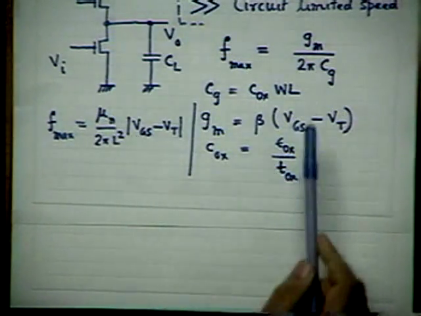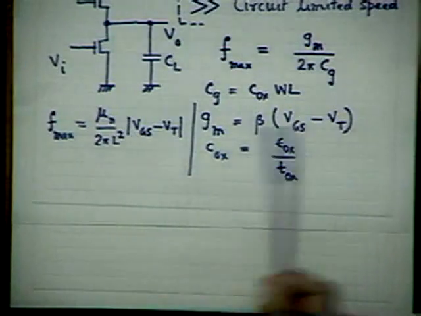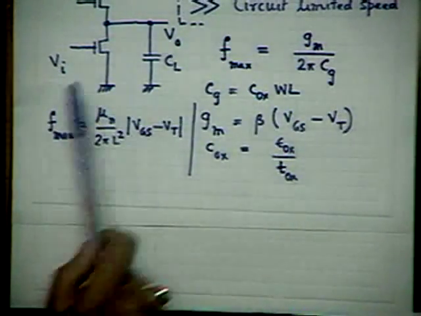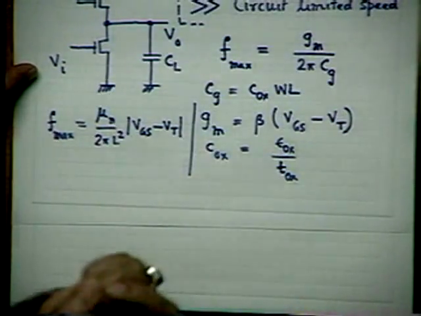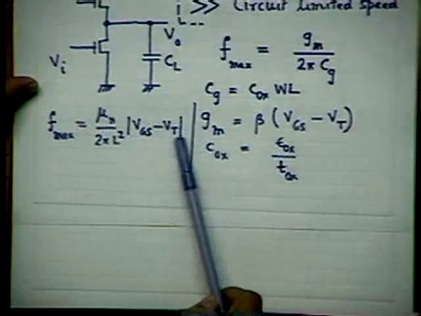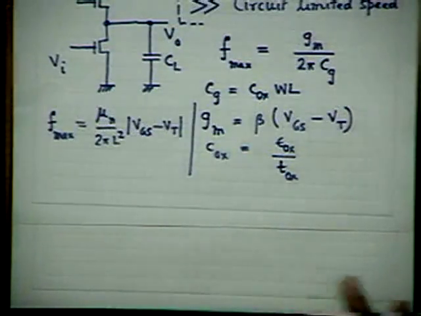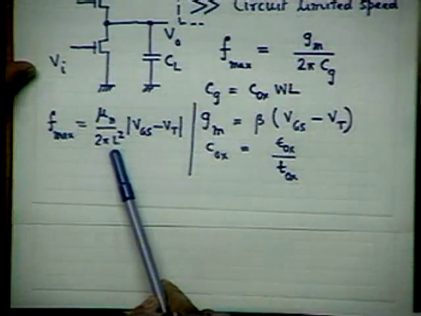You remember in the Gm expression also there is a COX, so COX cancels out, and ultimately you get an expression like this. And here you see that F max is inversely proportional to the square of L. So if I can reduce L, the channel length, there is a lot of benefit. It is proportional to mu n, which for electrons in nMOS will definitely be higher, and proportional to VGS minus VT, which is more or less standard for all kinds of devices. It is not that important a parameter. The most important are mu n and L square.